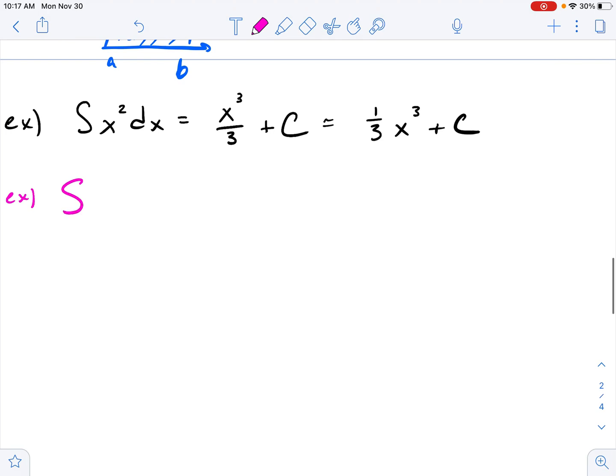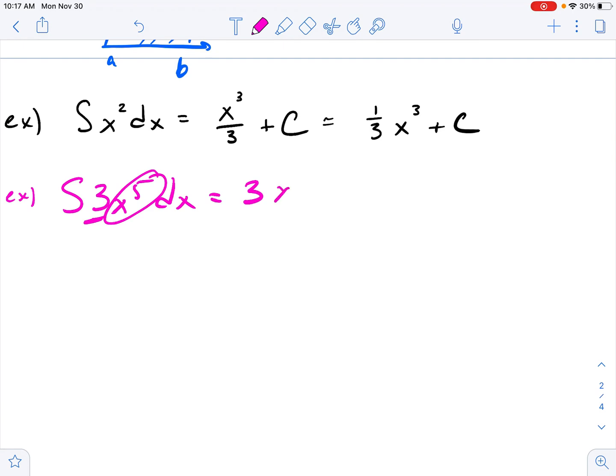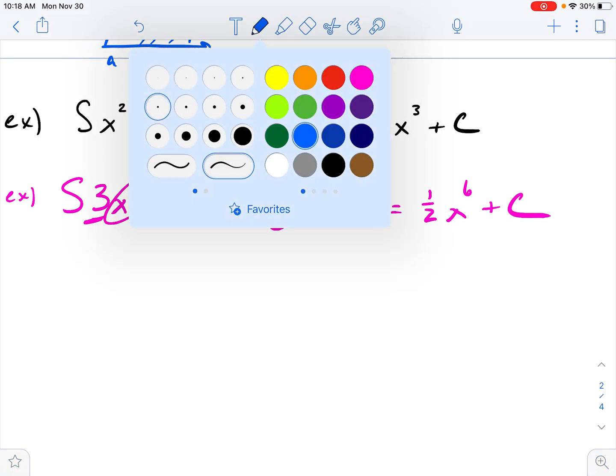Okay, another example. Let's look at something like 3x to the 5th. Again, I keep the coefficient that's there. I'm going to add 1 to the power of x, and I'm going to divide by the new power, and I'm not going to forget the plus c. And if I simplify, we're looking at 1/2 x to the 6th plus c. And sure enough, if I take the derivative of that, I do get 3x to the 5th back.